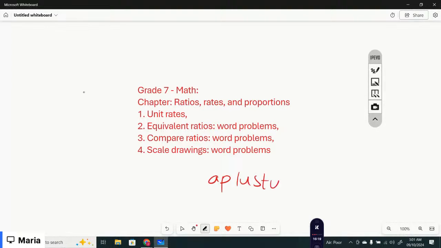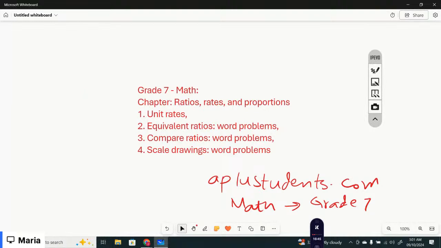You can find all the lessons on aplusstudents.com. You have to log in there using your email address and password as provided by the administrator. Then you have to select math from the subject tab. Scroll down to grade 7 math and then click on view all lessons. There you can find the list of the chapters. We're going to start with the chapter ratios, rates and proportions.